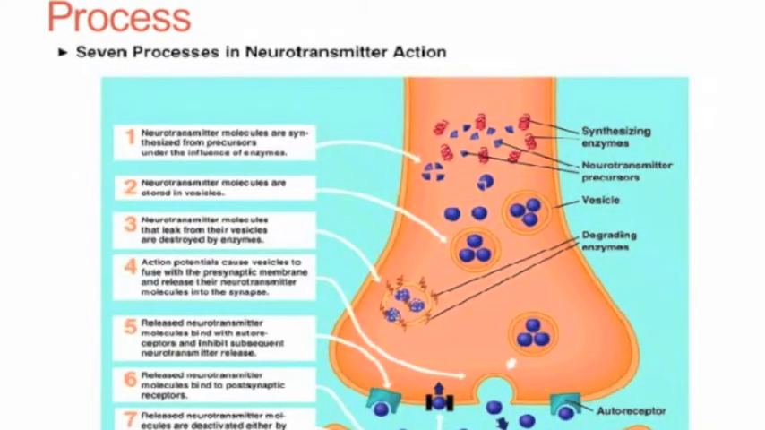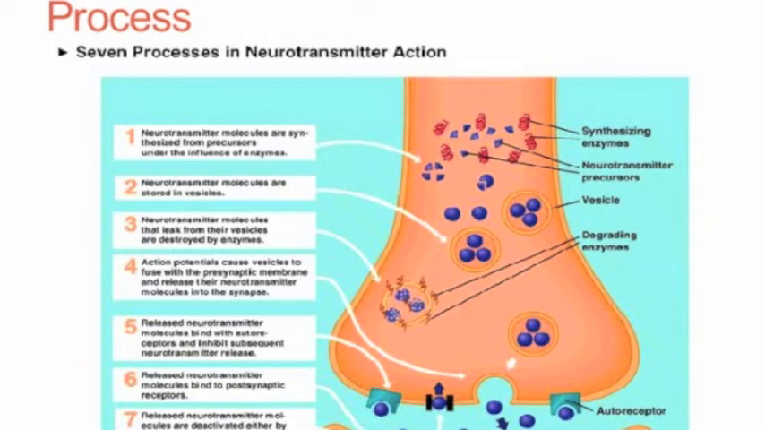Now I will talk about the neurotransmitter process. In the first step, neurotransmitter molecules are synthesized from precursors under the influence of enzymes. In the second step, neurotransmitter molecules are stored in vesicles. In the third step, neurotransmitter molecules that leak from their vesicles are destroyed by enzymes. In the fourth step, action potentials cause vesicles to fuse with the presynaptic membrane and release their neurotransmitter molecules into the synapse.